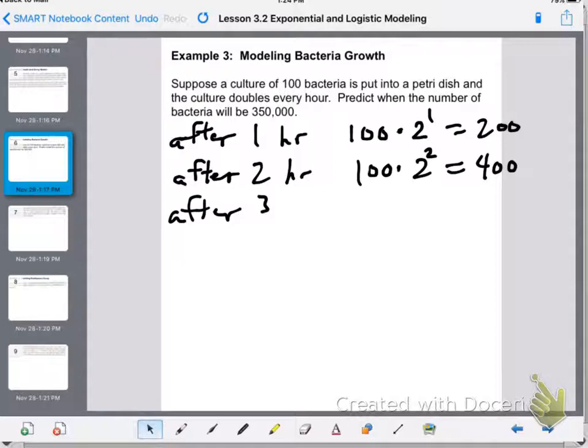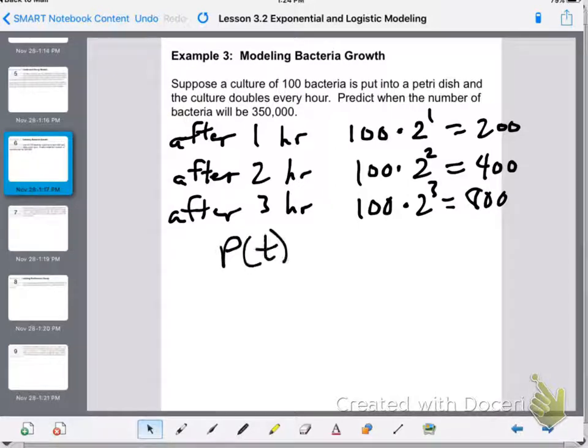After 3 hours, 100 times 2 to the third. That's 800. Okay? So here's what's happening. P of t equals 100 times 2 to the t power. All right?